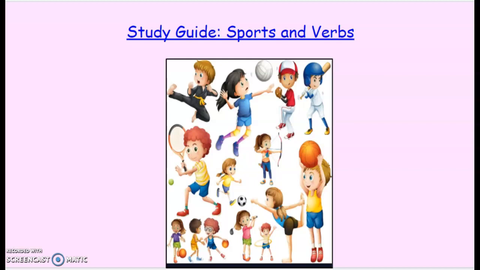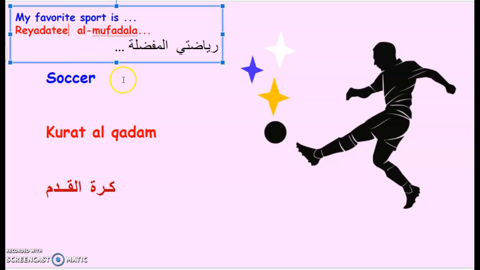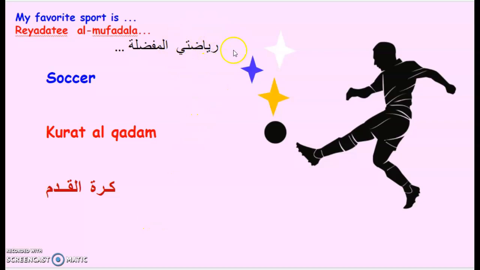All right, so the first type of sport that we learned in Arabic is Kurat al-Qadam, which is soccer. When I want to say my favorite sport is, I will say Riyadati al-Mufaddala. The reason I said Riyadati is because Riyada is sport, and Riyadati is my sport, my favorite sport. This is Kurat al-Qadam, and this ball here is Kura.